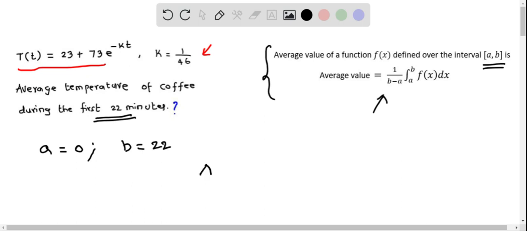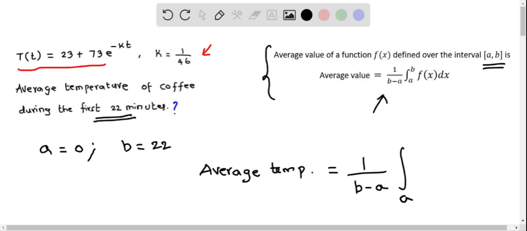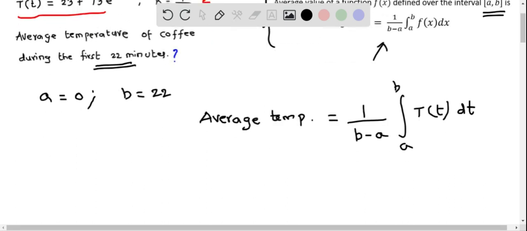So I write down the average temperature. We write down T temp as short form for temperature. So this is equivalent to 1 over b minus a integral of a to b, and then for our function it is T of t dt. So let me substitute the values now. So I can write down from here.